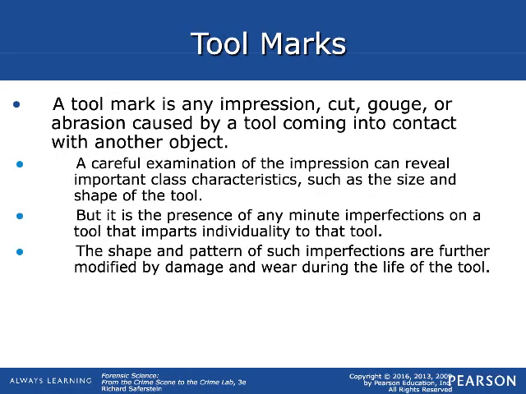Okay, now the next part of this chapter is about tool marks. A tool mark is any impression, cut, gouge, or abrasion that's caused by a tool coming in contact with another object. Okay, careful examination of the impressions can reveal important class characteristics such as the size and the shape of the tool. Okay, it's the presence of any minute imperfections on the tool that allows us to figure out if that was the tool that was used, so it gives it individuality.